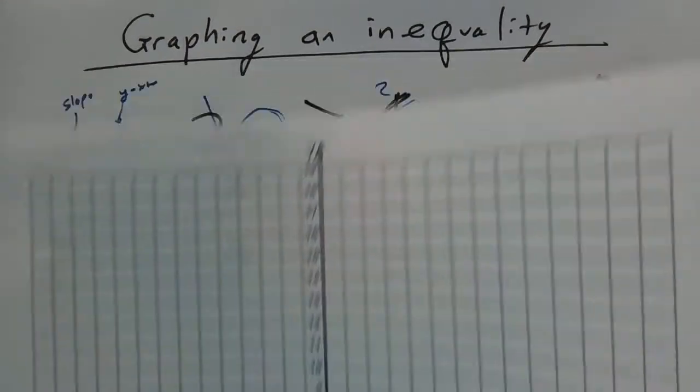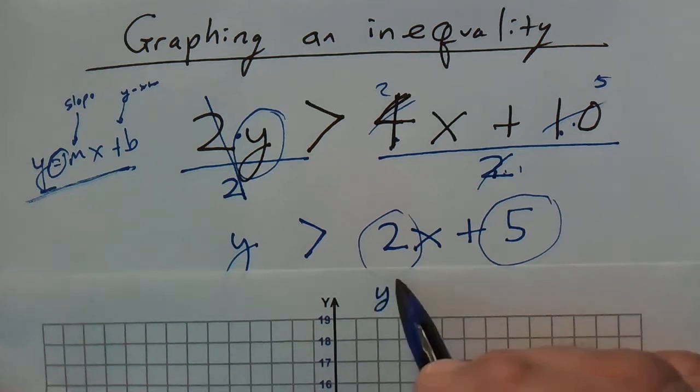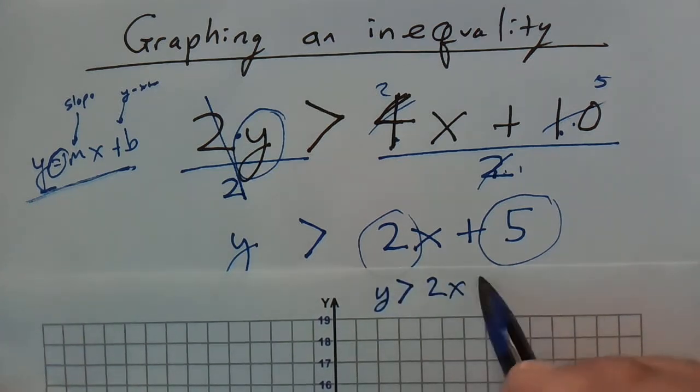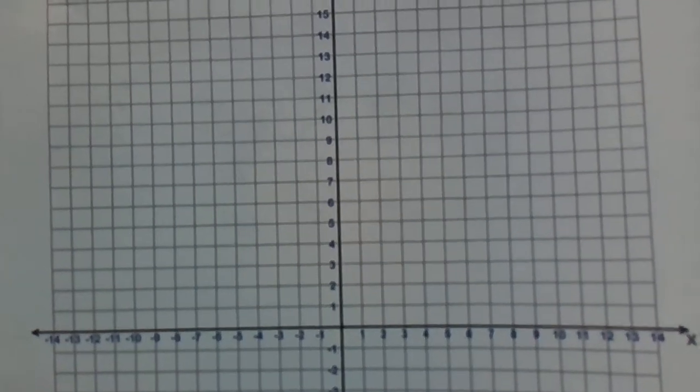So I'm going to pull out my graph paper, and we're going to graph this inequality. I'm going to write it here on the graph paper so we can see it: y is greater than 2x plus 5, just so I don't have to keep going back and forth. So that's what our graph paper is going to look like. So we're going to need to graph this.